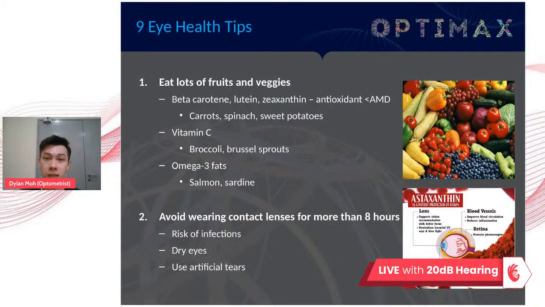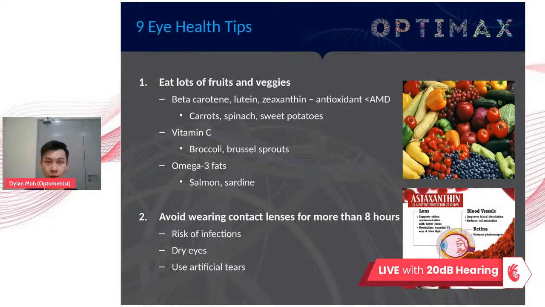Because the food does contain very high levels of antioxidants. They can prevent our eyes from aging, which is also good for our eyes. So you can consume foods containing beta carotene, lutein, and zeaxanthin, because they are very strong antioxidants that can prevent our eyes from aging.